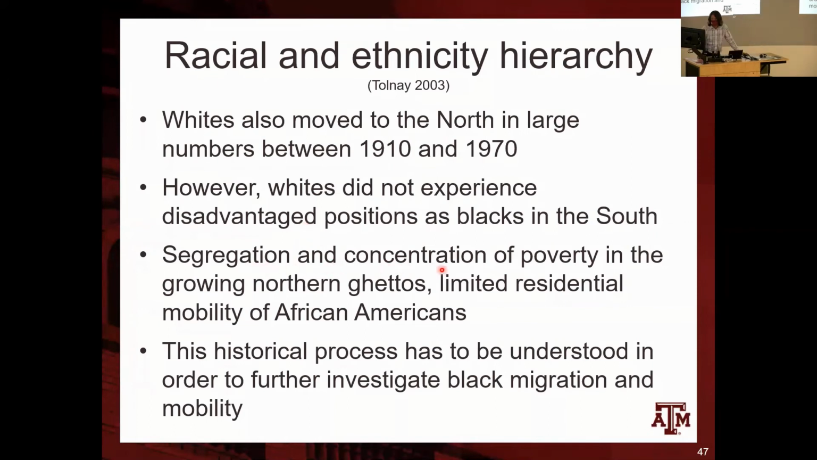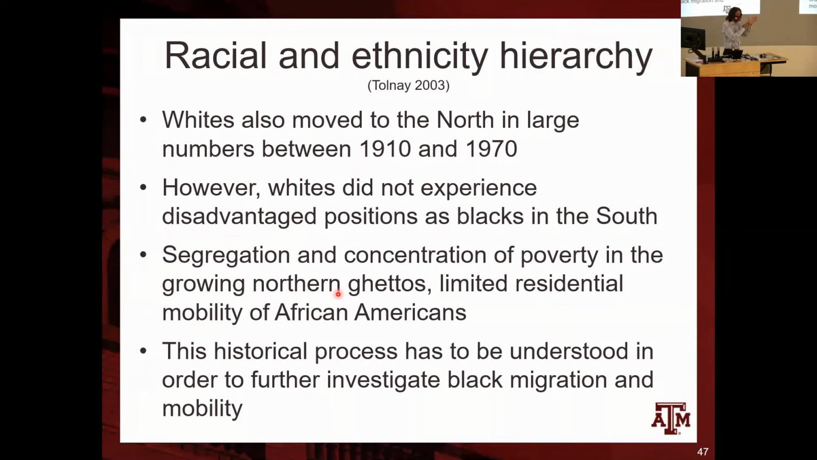Segregation and concentration of poverty also started to be observed in the northern areas where African Americans started to move into. So they got a better life by moving from the South to the North, but exactly because they did not have the same opportunities as the white population, they usually were segregated and concentrated in poor areas in northern states. And that limited residential mobility of African Americans.